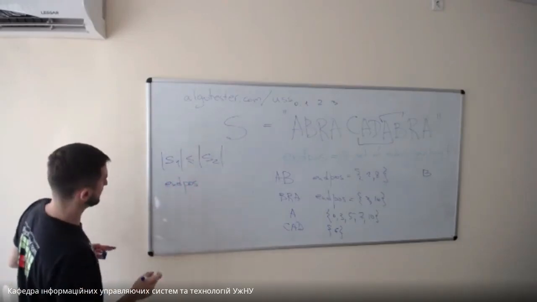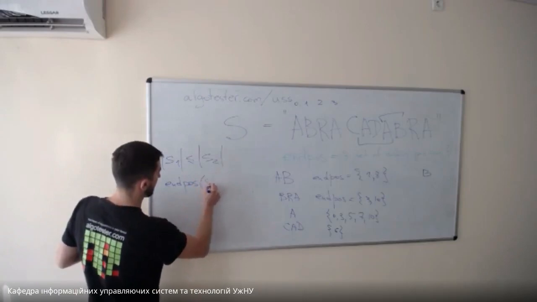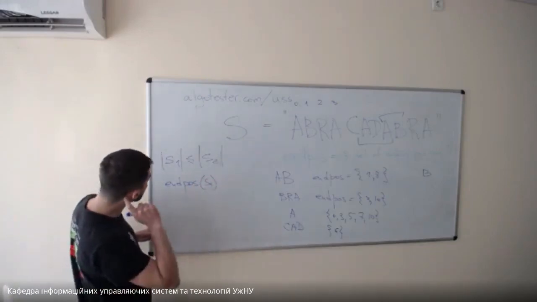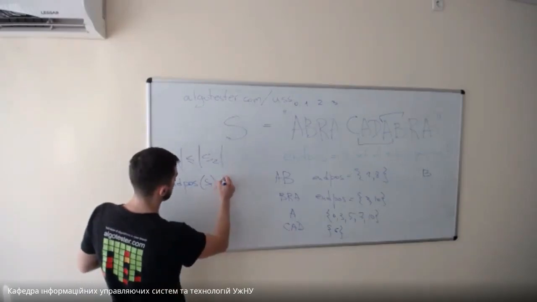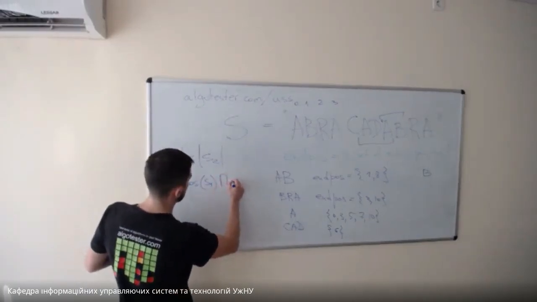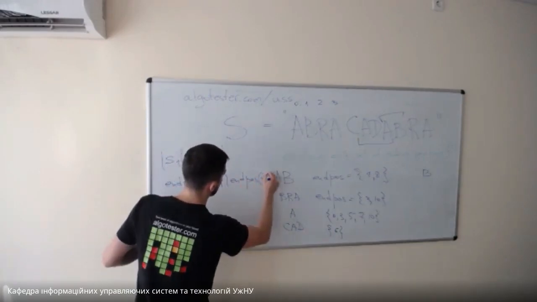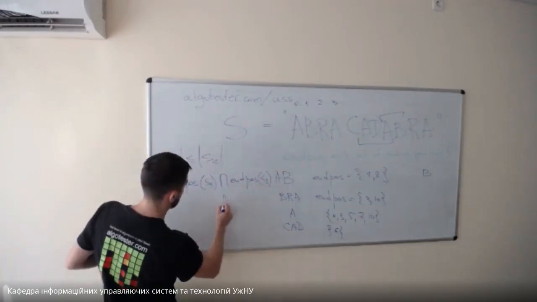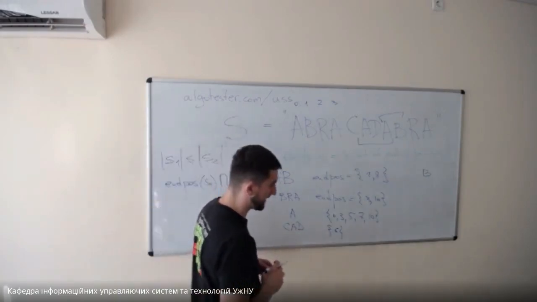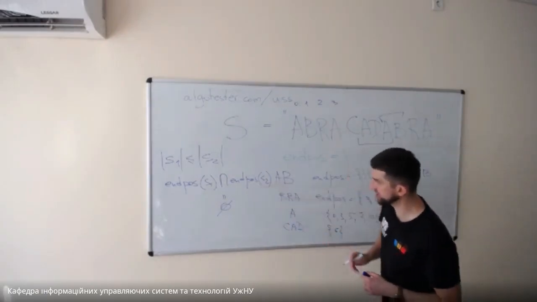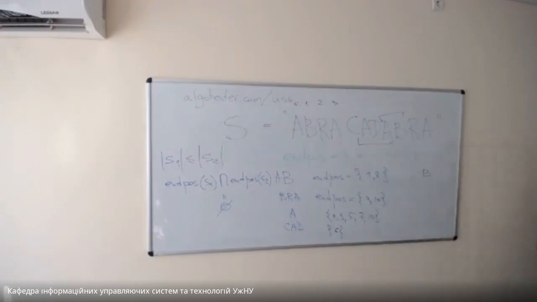The first option is that end pos for S1 and end pos of S2, they have no elements in common. In other words, their intersection is empty set.